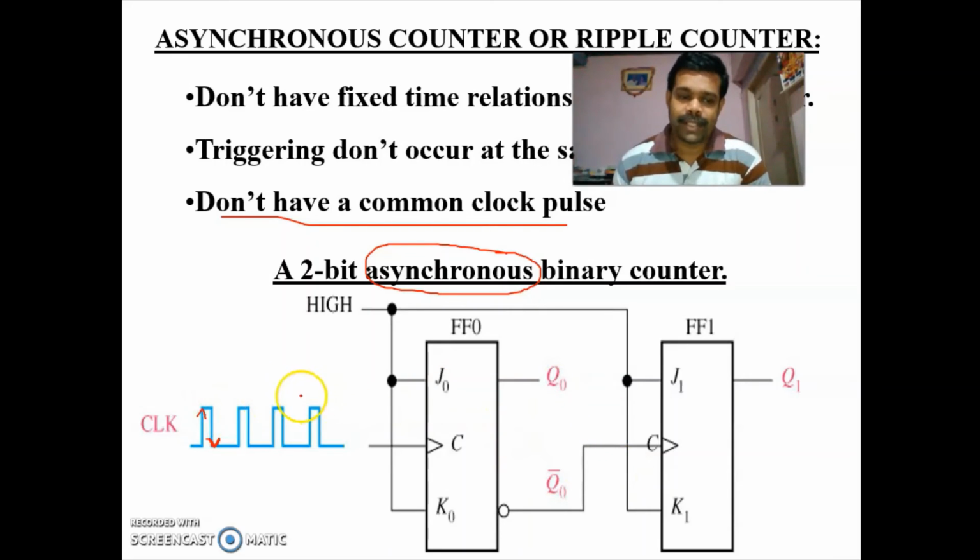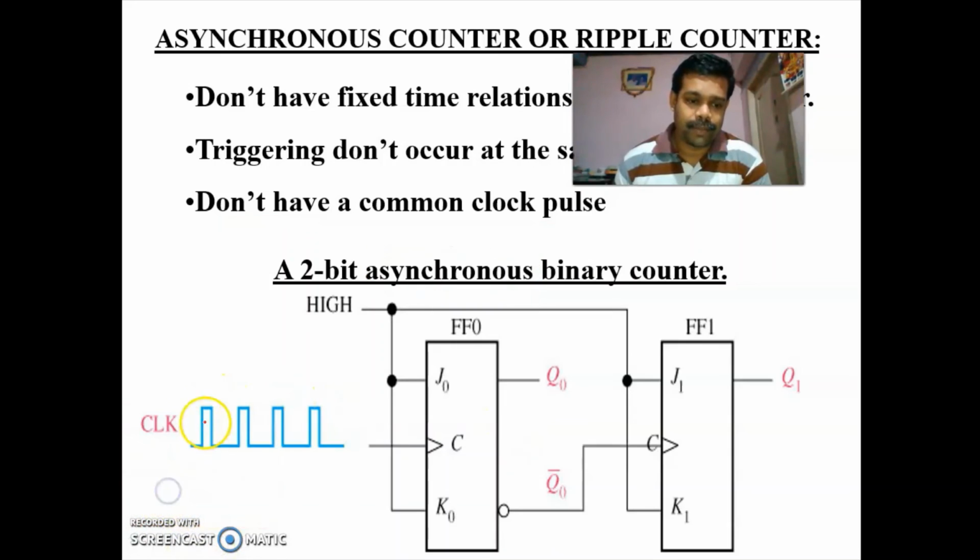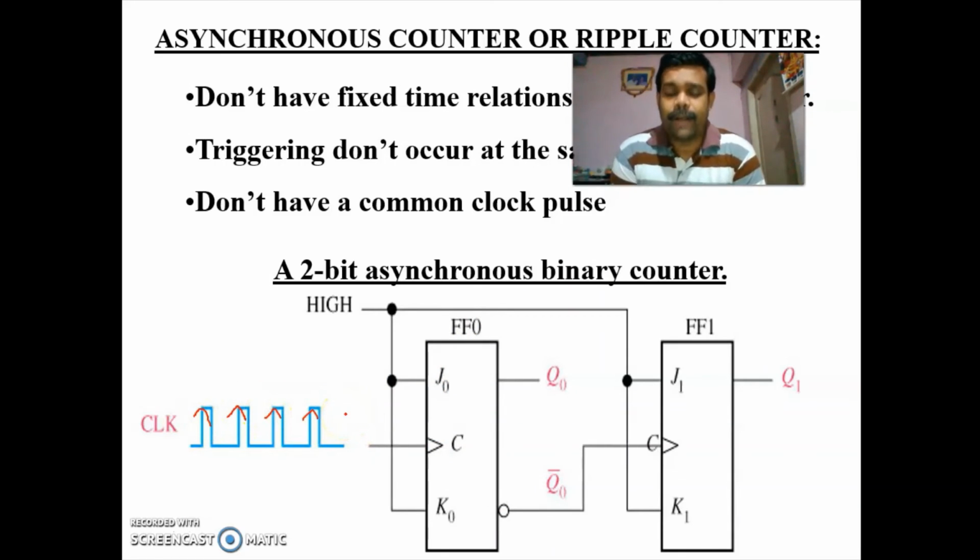So our flip-flop is nothing but a positive edge triggered flip-flop. Since you are connecting the clock directly to the first flip-flop, the first flip-flop will change during every positive edge. During every positive edge of the clock, the output of your first flip-flop will change.